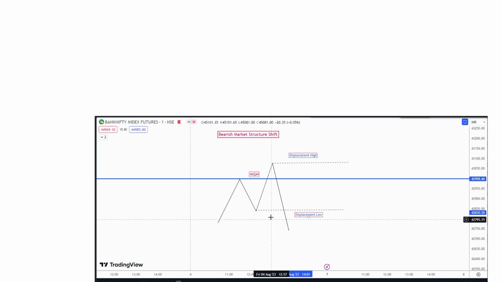I'll say it again: price has to go above a high that you have marked on the chart, and then it has to come down rapidly. A big candle has to form here rapidly and close below this low. It has to displace this low. Once this happens, you will find your fair value gap being formed between the displacement low and the displacement high. This is where you will look for a fair value gap in a bearish market structure. I hope you guys get it.